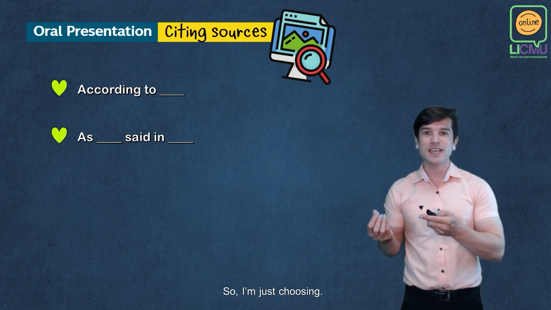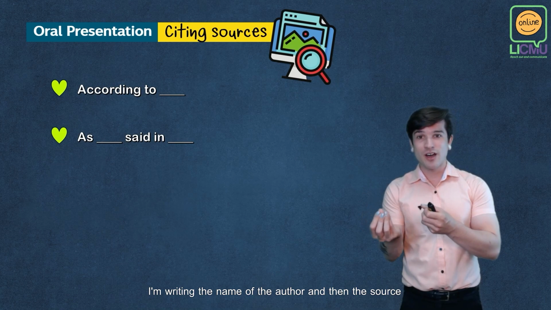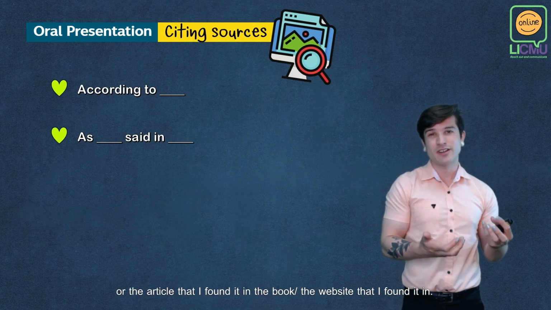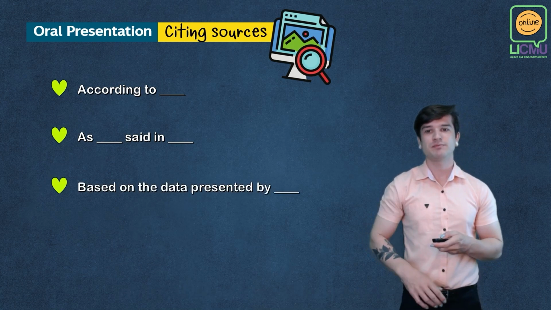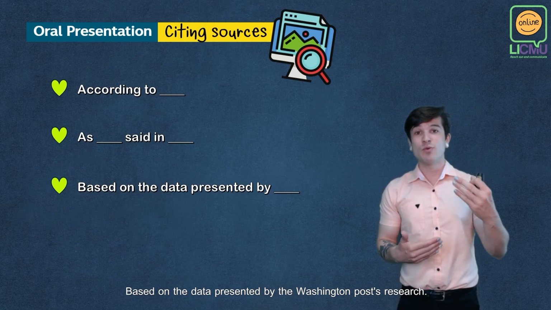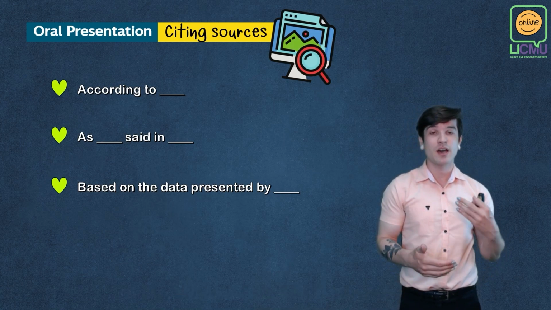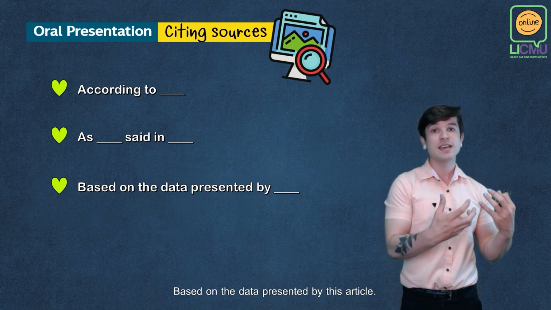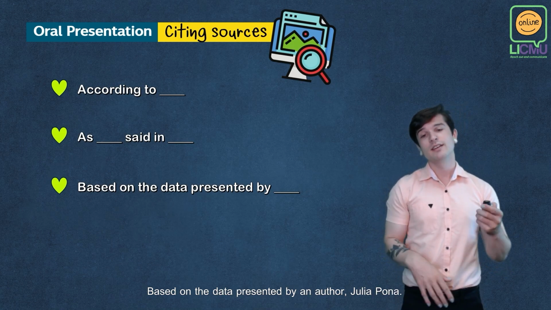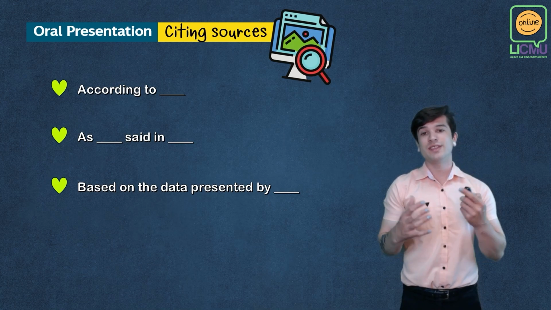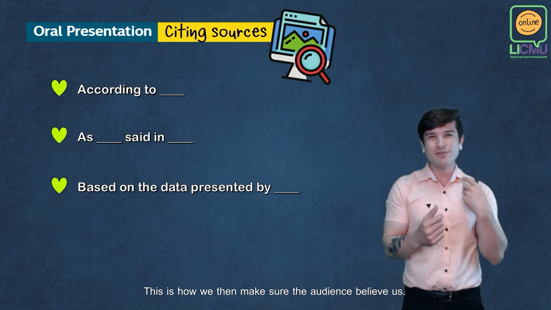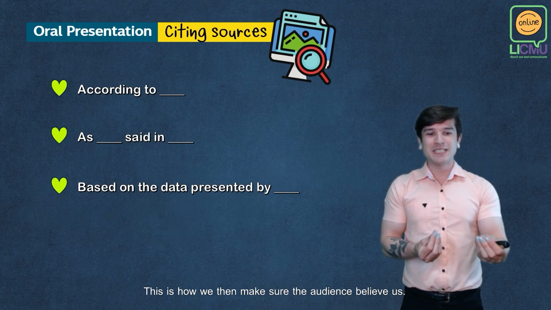So I'm just choosing, I'm writing the name of the author and then the source, or the article that I found it in, the book, the website that I found it in, based on the data presented by the Washington Post research, or based on the data presented by this article, based on the data presented by an author, Julia Ponath. This is how we make sure that our audience believes us.